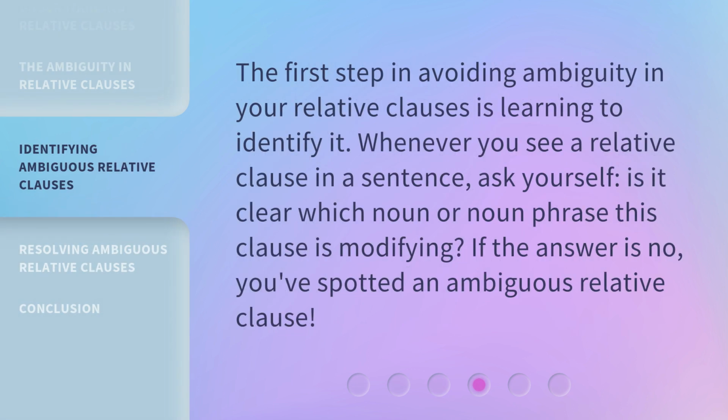The first step in avoiding ambiguity in your relative clauses is learning to identify it. Whenever you see a relative clause in a sentence, ask yourself, is it clear which noun or noun phrase this clause is modifying? If the answer is no, you've spotted an ambiguous relative clause.